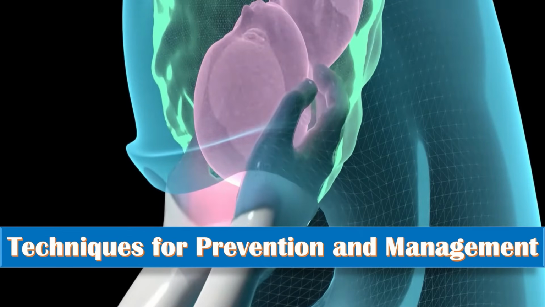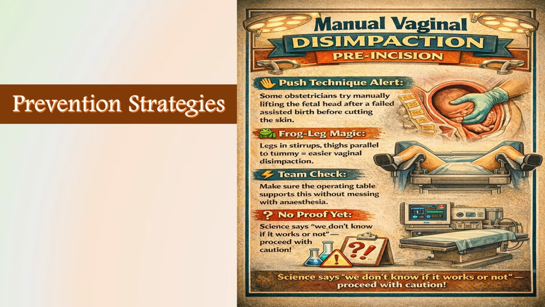The prevention strategies include, first of all, the manual vaginal disimpaction, that is done pre-cesarean and pre-incision, and that includes the push technique. Also, some obstetricians try manually lifting the fetal head after a failed assisted birth before cutting the skin. Second is frog leg magic. Legs in stirrup, thighs parallel to the tummy, that results in easier vaginal disimpaction.